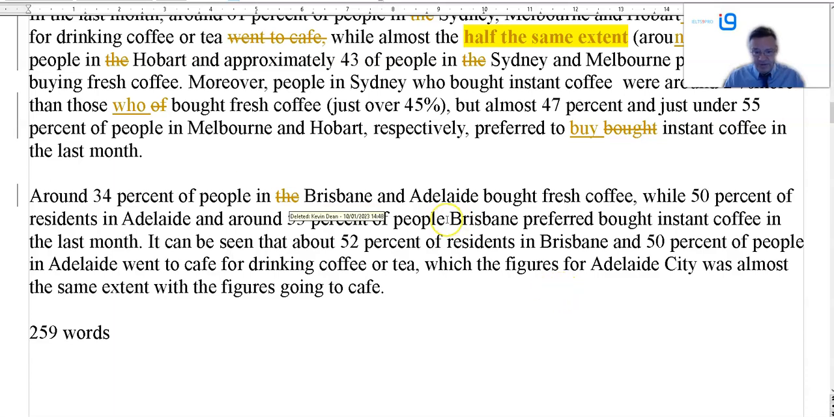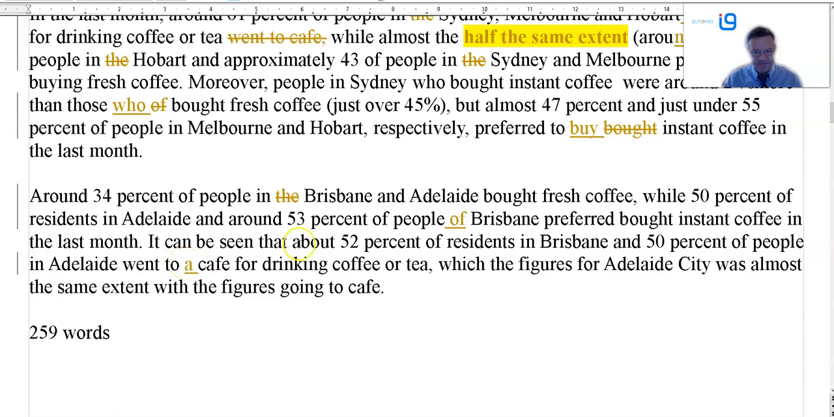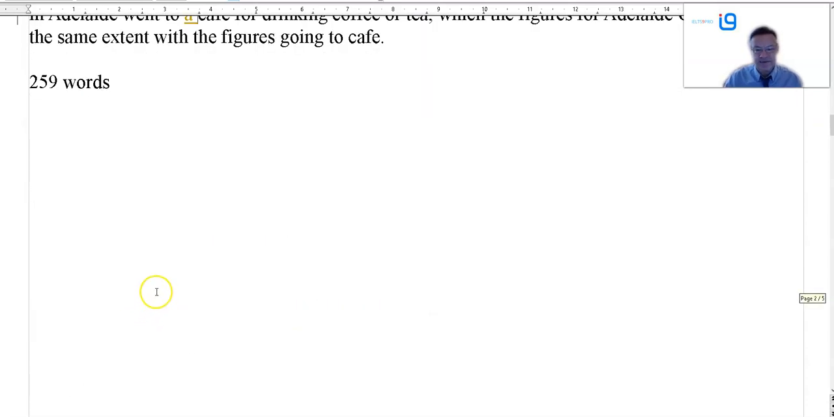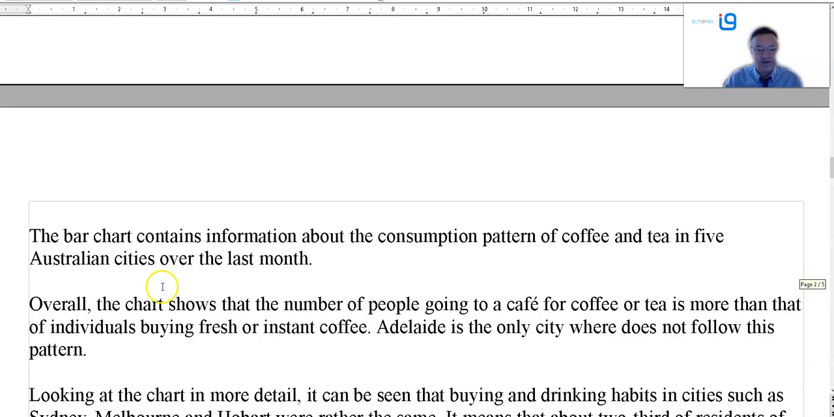People, Brisbane, people of Brisbane or in Brisbane preferred bought instant coffee last month. So went to a cafe for drinking. For Adelaide City was almost the same extent, with the figures going 259 words. Well, I won't say anything further about that one.